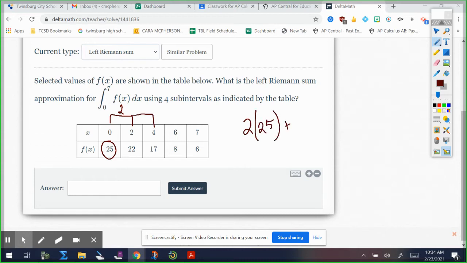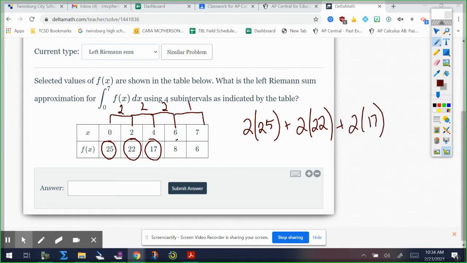My next one is also 2, and I'm going to use 22 as the height. So 2 and 22 are my dimensions. My next one is still 2. My height is going to be the left side, which is 17. And then my last one is only 1 wide, and I'm going to use 8. So 1 times 8. So I get 50 plus 44 plus 34 plus 8. All right, 44 and 34 is 78, and 50 is 128, and 8 is 136.